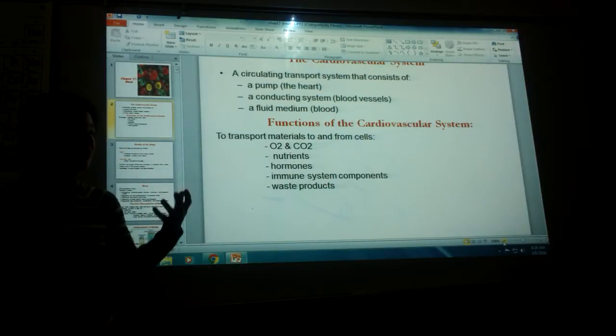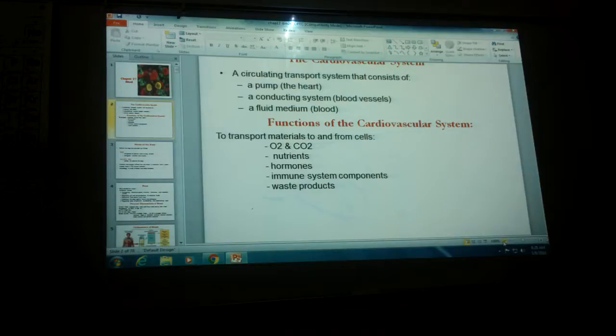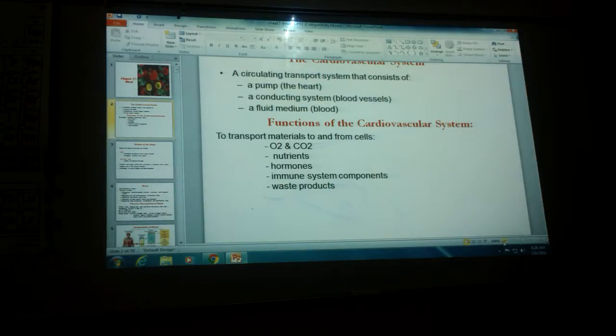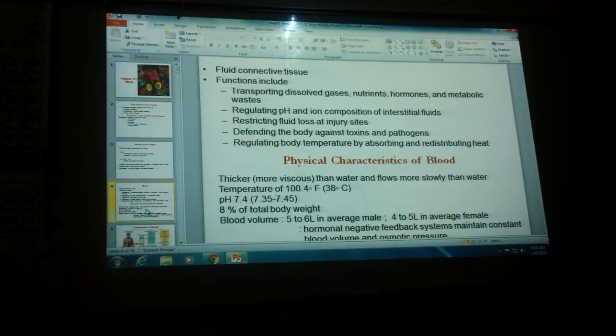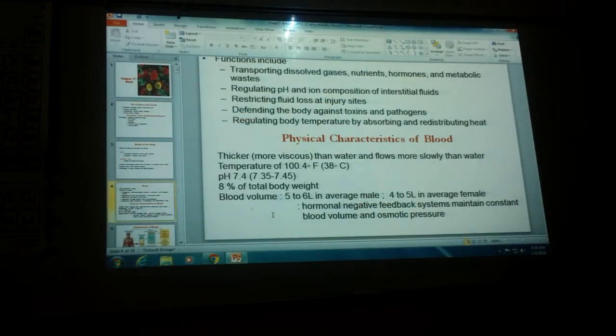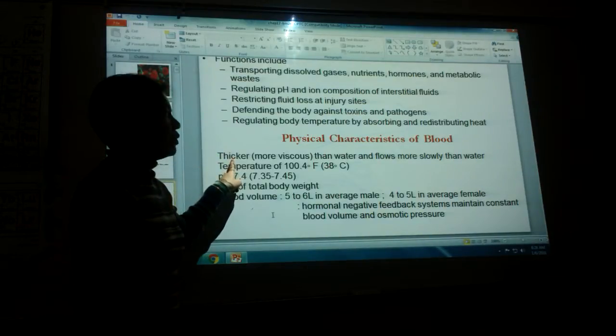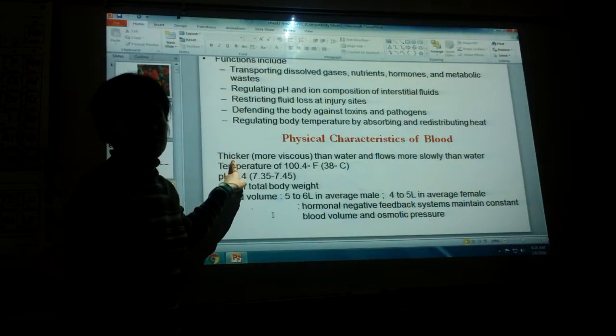It contains the nutrients, the vitamins. You took vitamins, it's there. Medicine, it's there in the blood, including the important gases, the oxygen and carbon dioxide. Okay? A few things we want to remember about blood. Look, it is thicker than water and moves more slowly than water.